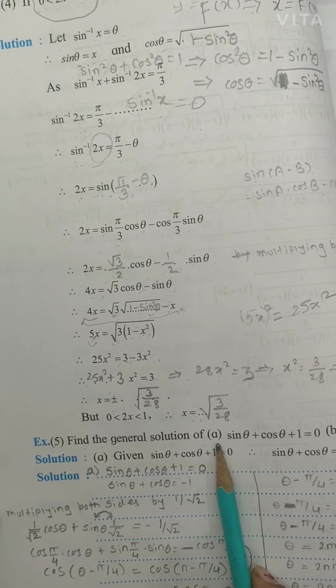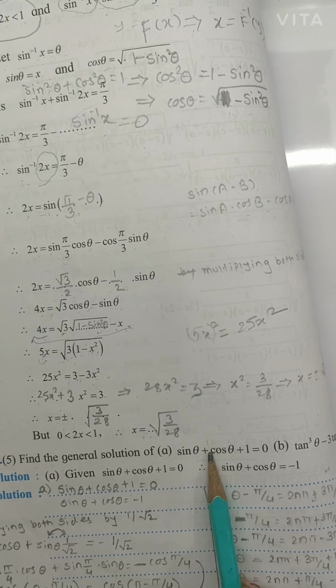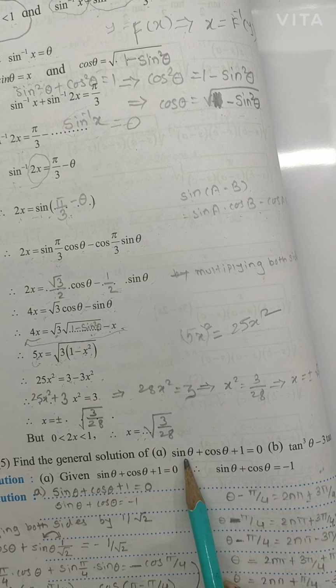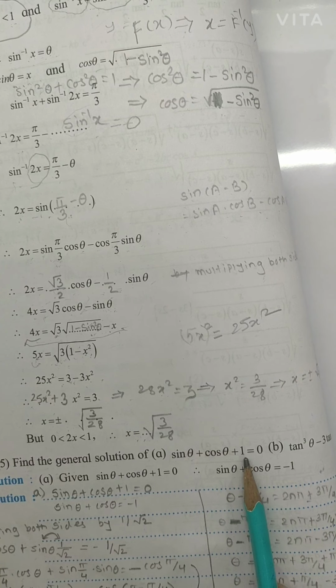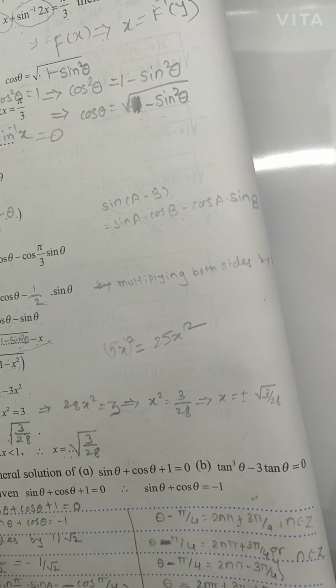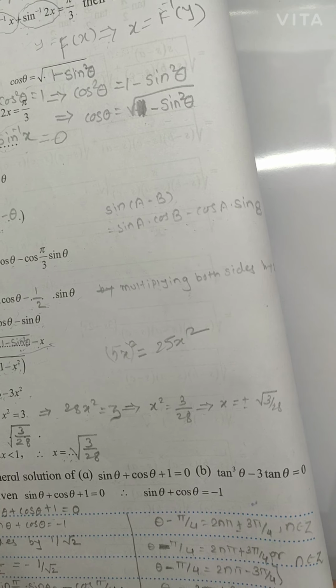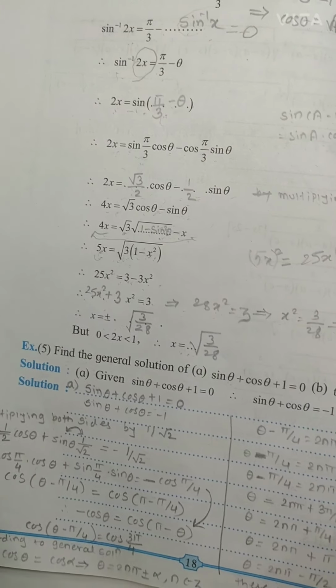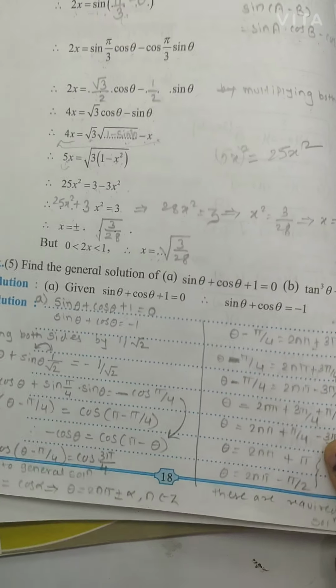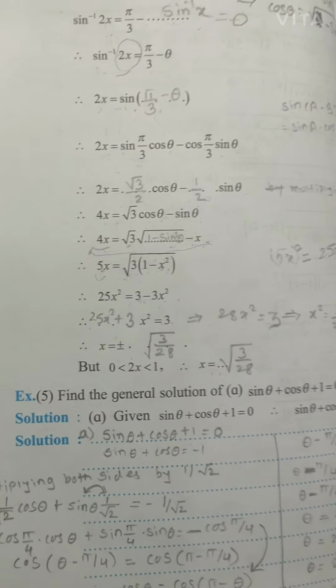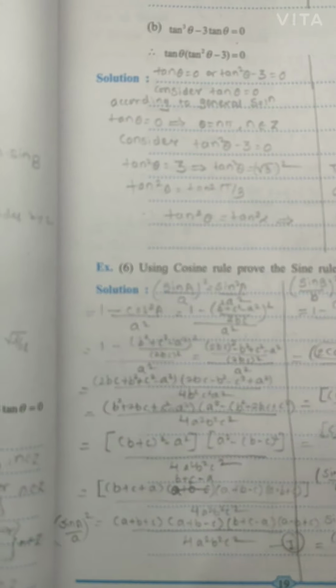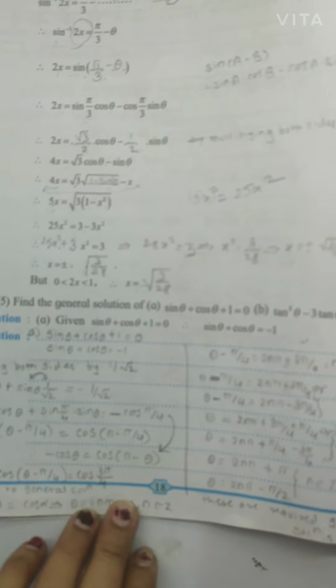See, this is our next problem, example number 5. Find the general solution of A. There are two sub-questions. Sub-question A: sin theta plus cos theta plus 1 equals 0. And the second one is tan cube theta minus 3 tan theta equal 0. Let's see, there is lack of space. You have to make this partition like this. Due to lack of space, you have to make that kind of partition for writing your answer. I made this and we are going to solve these problems on paper.